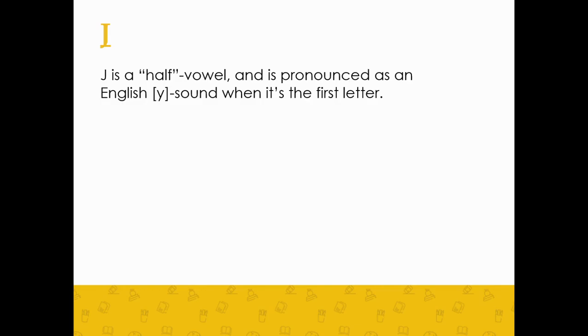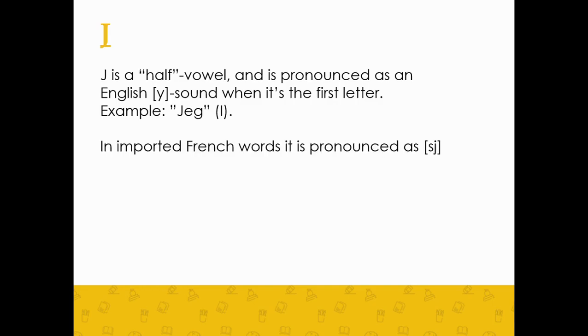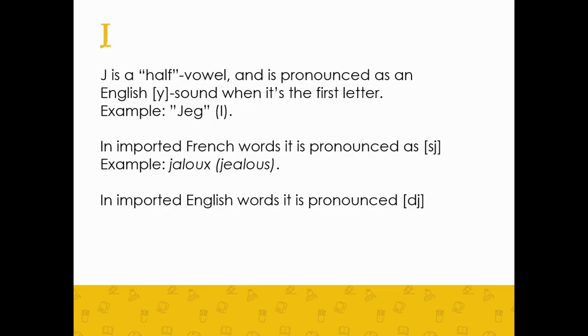Then we have a J. J is a half vowel and is pronounced as an English Y sound when it's the first letter. An example is "jeg", I, and in imported French words, it is pronounced as a sh. Example would be "jaloux", jealous. And in imported English words, the J is pronounced as a J sound. Example could be jazz, job, and juice.